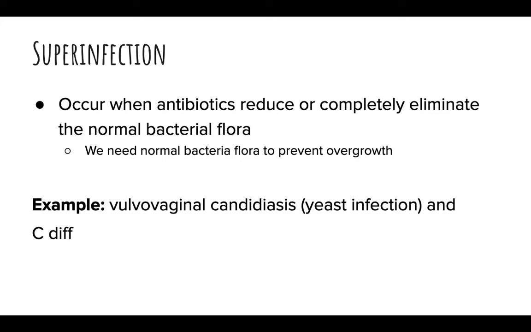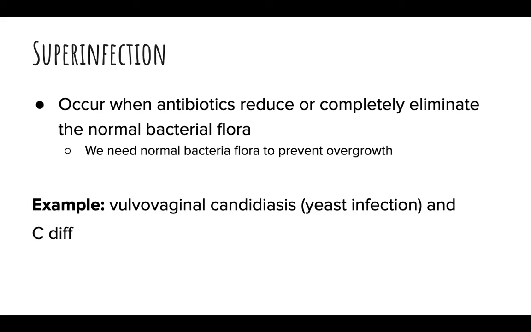Okay, so superinfection, I do need you to know this. This occurs when we give somebody an antibiotic and we get rid of all the good bacteria in their body and something bad overgrows. We have normal bacteria all over our body that's really there just to keep us safe, so we have a good bacterial balance. So this is when somebody gets an antibiotic for whatever reason, and then they get a yeast infection. So this is a superinfection.